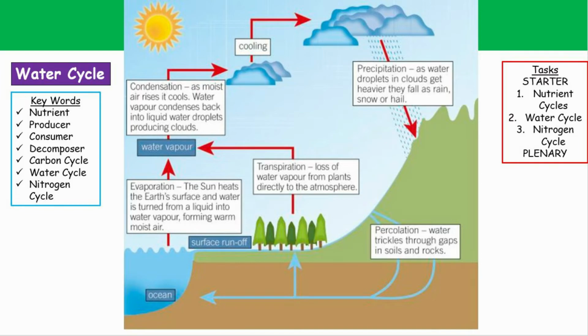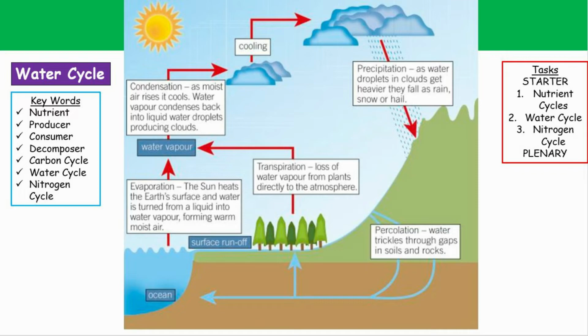And what we actually find is that we get precipitation, which is basically the flashy scientific word for it rains. And it rains a lot, let's be honest. So what we actually find is that the reason it rains is because the water droplets that make up the clouds get heavier and then they fall as rain, or if it's cold enough, snow or hail.